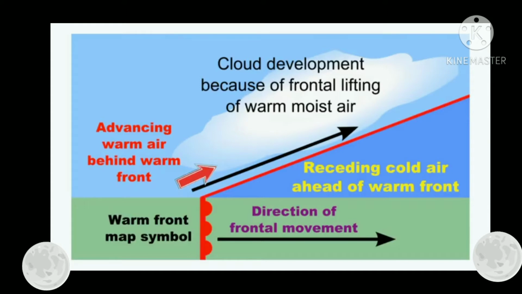The presence of a warm front means that warm air is advancing and rising up over cold air. This is because warm air is less dense than cold air. The warm air is replacing cooler air at the surface. Stratus clouds will appear and cause light precipitation.